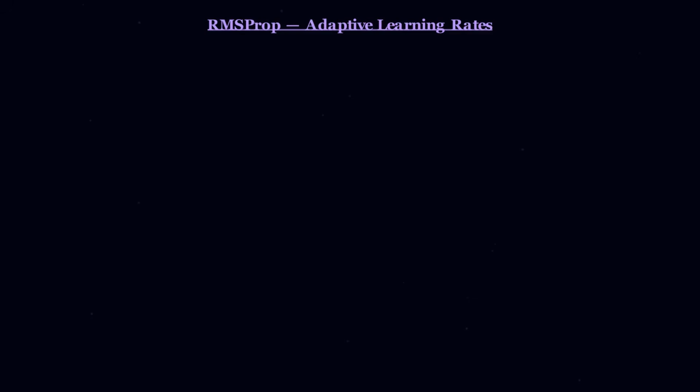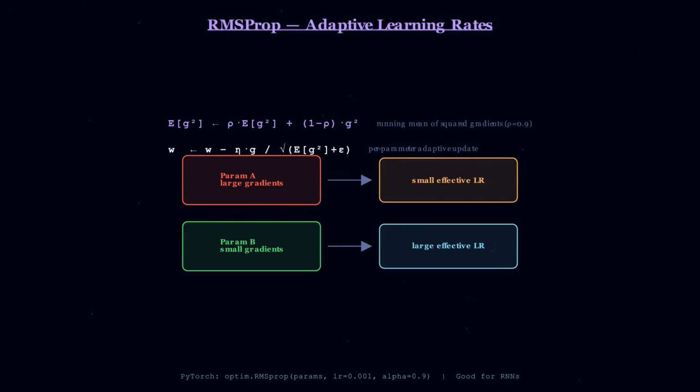RMSProp, adaptive learning rates per parameter. The core idea: parameters with large historical gradients should get smaller learning rates. Parameters with small historical gradients should get larger learning rates. This solves SGD's one-size-fits-all learning rate problem. The update: keep a running average of squared gradients, E[g squared], equals rho times E[g squared], plus 1 minus rho times g squared. Then divide the gradient by the square root of E[g squared] plus epsilon. Each parameter effectively has its own adaptive learning rate.